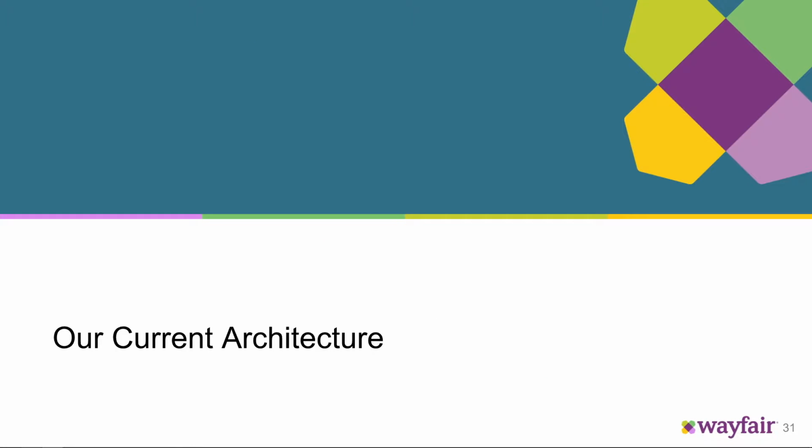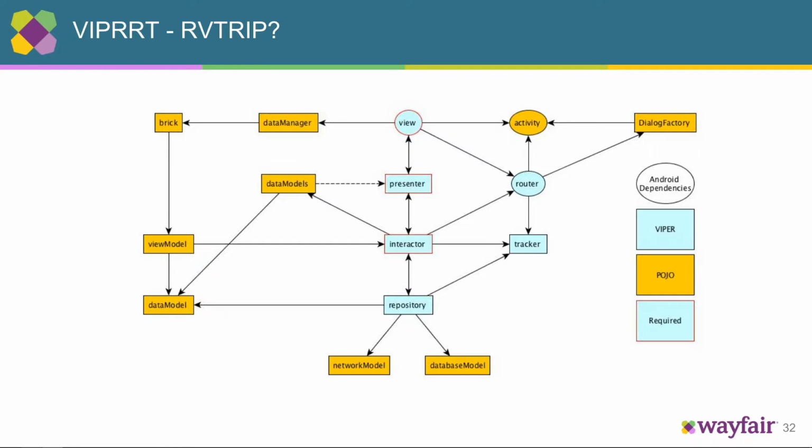That brings us to our current architecture, which is based off of clean, but it's not exactly clean. We wanted to go in the same direction as VIPER for iOS. So we split it out into six main classes, which are the four in the middle vertically, plus router and tracker. I'm going to go into those in more detail.